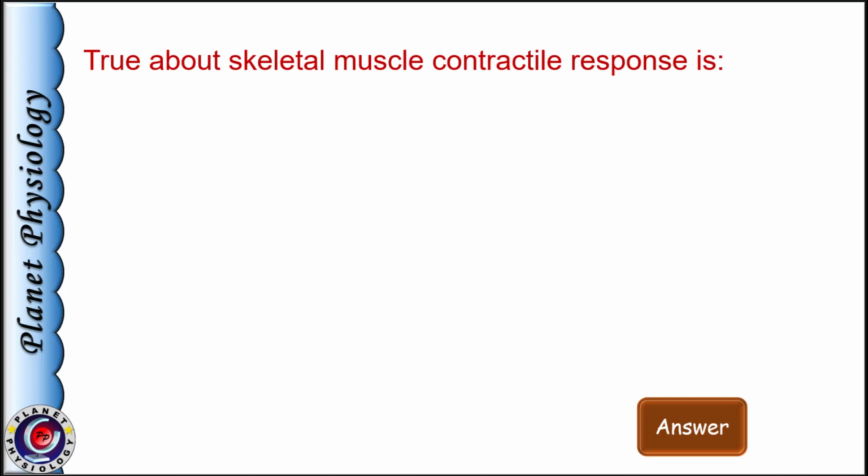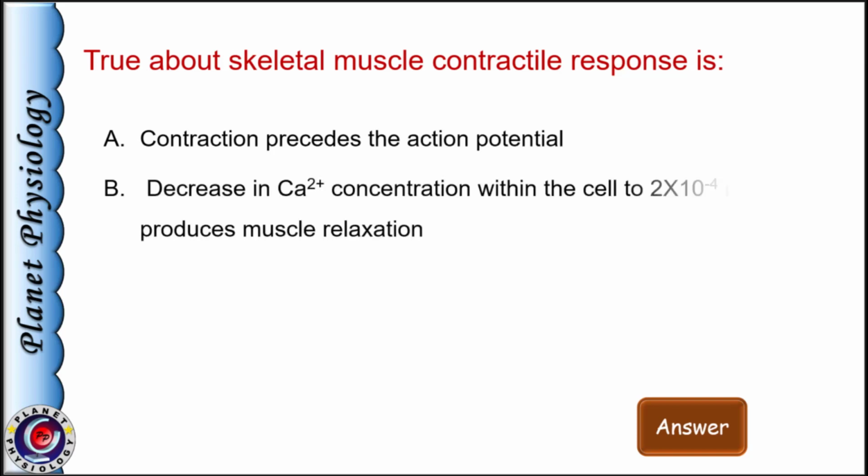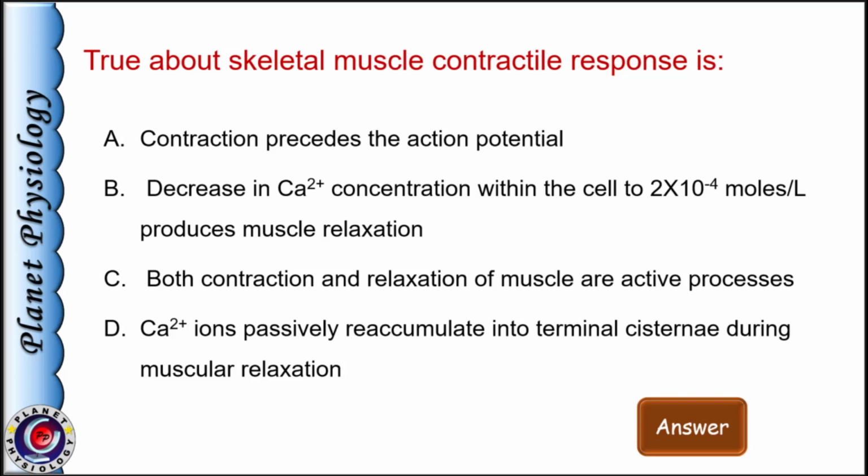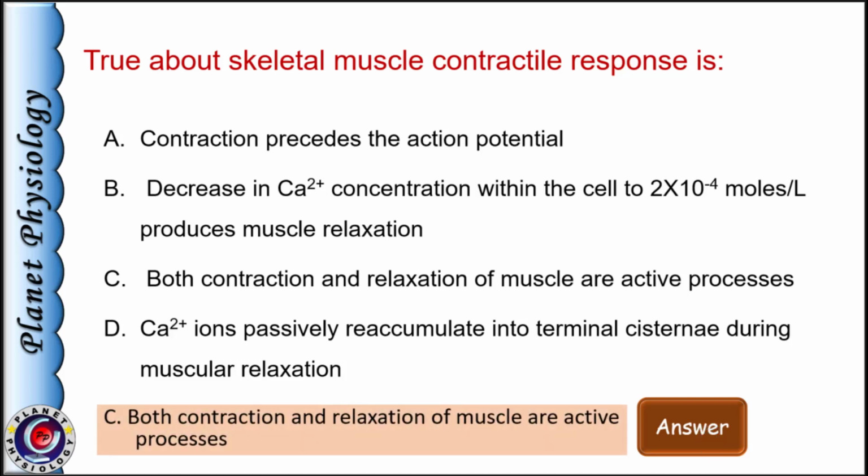Next question. True about skeletal muscle contractile response is A. Contraction precedes the action potential. B. Decrease in calcium concentration within the cell to 2 into 10 power minus 4 moles per liter produces muscle relaxation. C. Both contraction and relaxation of the muscle are active processes. And D. Calcium ions passively reaccumulate into terminal cisternae during muscular relaxation. Okay, the correct answer over here is option C. Both contraction and relaxation of the muscle are active processes.